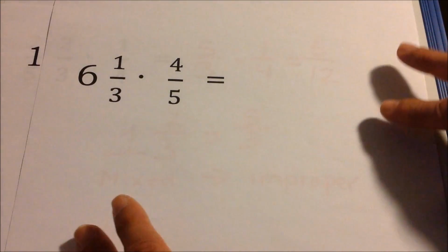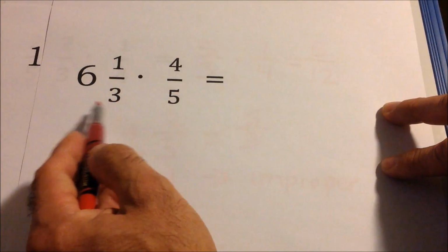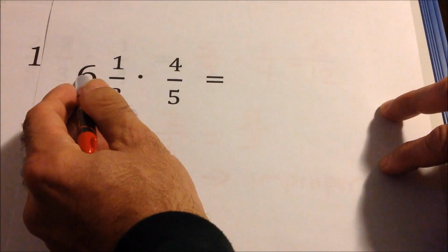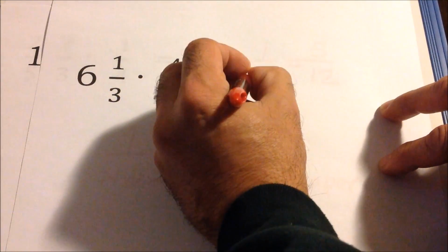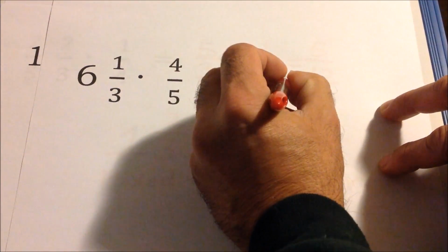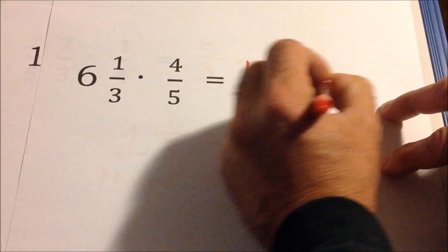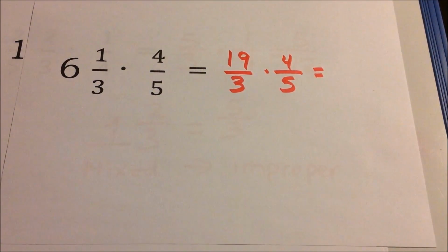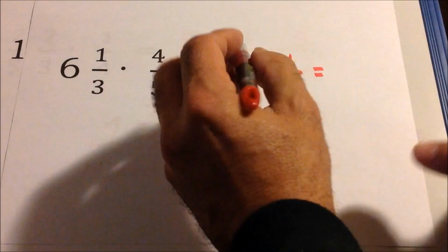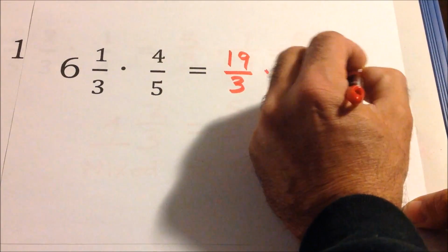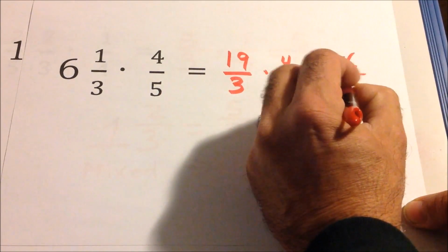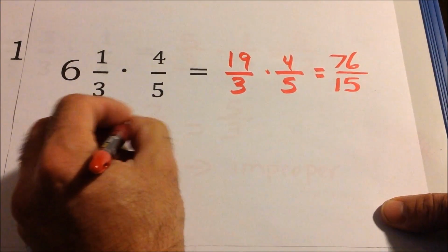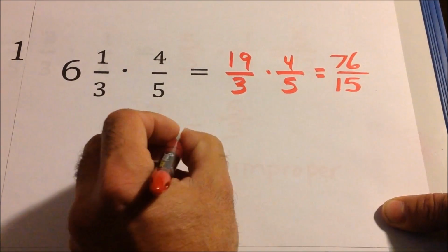Alright. So again, we have a mixed number here, so let's make it improper. So 6 times 3 is 18 plus 1. We're going to have 19 over 3 times 4 over 5. Bring that over. So what do you think the answer is? Okay, so 19 times 4 is 76, and 5 times 3 is 15. So there's our answer. Now this is improper. We can turn it back into a mixed number.